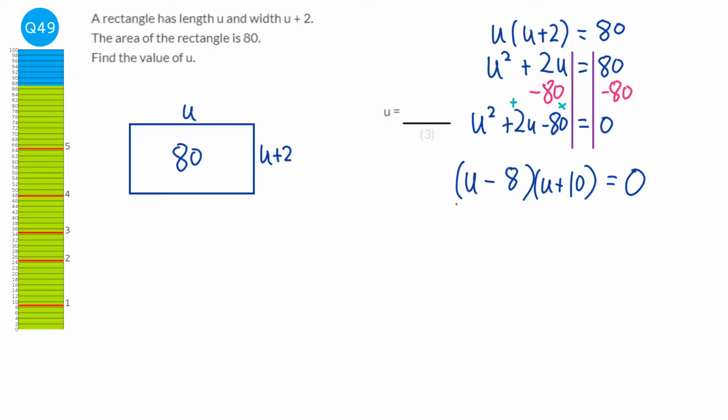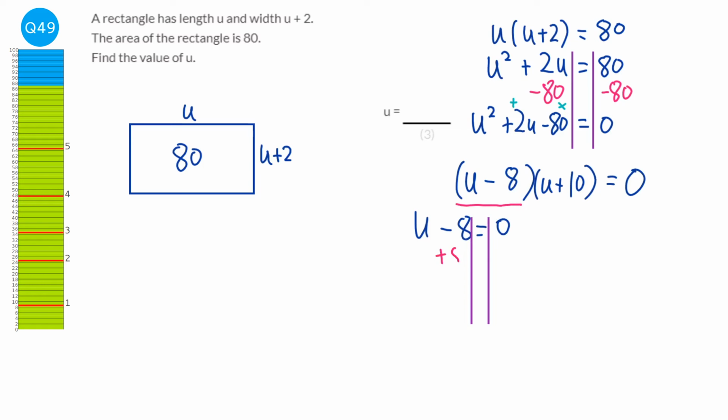Okay, last thing is we get each of our brackets equal to 0. So we can solve them. Let's just do this in normal colour. So u minus 8 equals 0, and let's solve that.